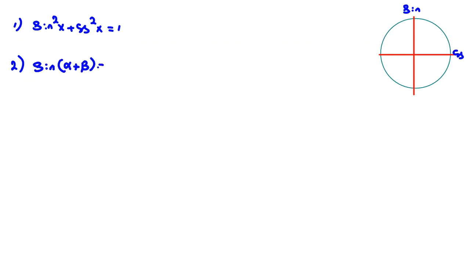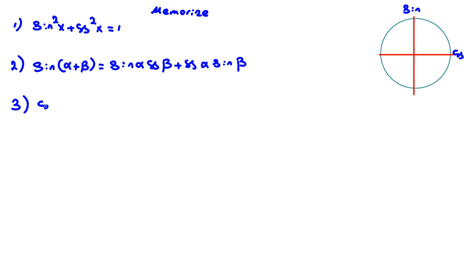Okay, the first idea and the most basic idea is sine squared x plus cosine squared x is 1, by the Pythagorean theorem. We can say this and consider this unit circle. This vertical line is for sine, horizontal line is for cosine. Second one is sine of alpha plus beta equals sine alpha cosine beta plus cosine alpha sine beta. Memorize these formulas. Okay. Next one, third one, is cosine of alpha plus beta equals cosine alpha cosine beta minus sine alpha sine beta.